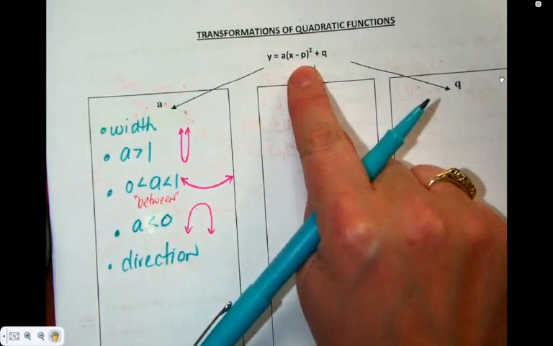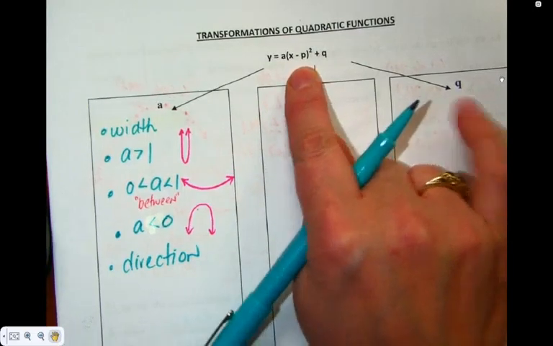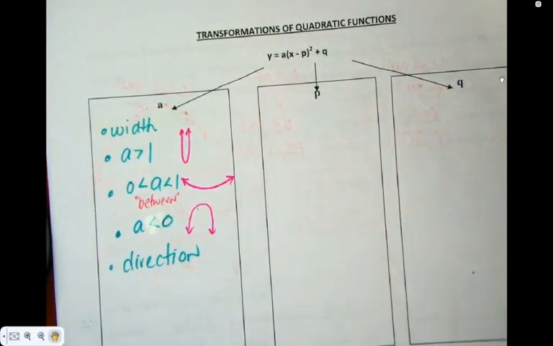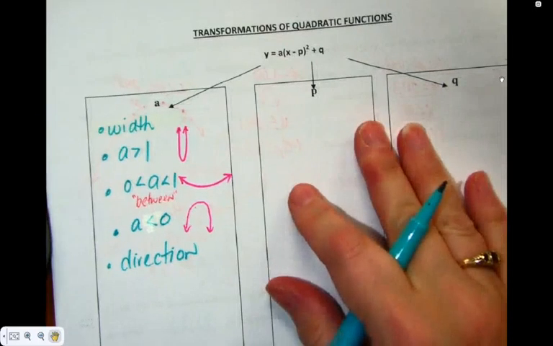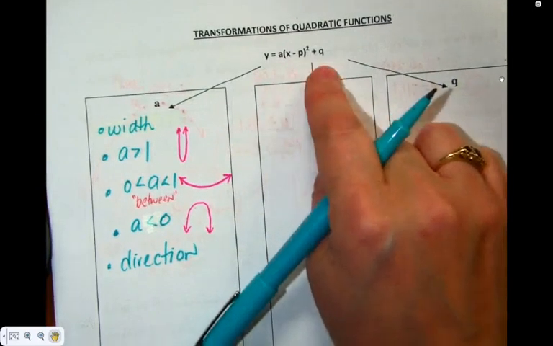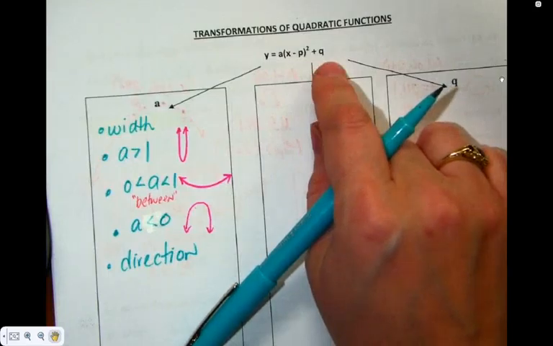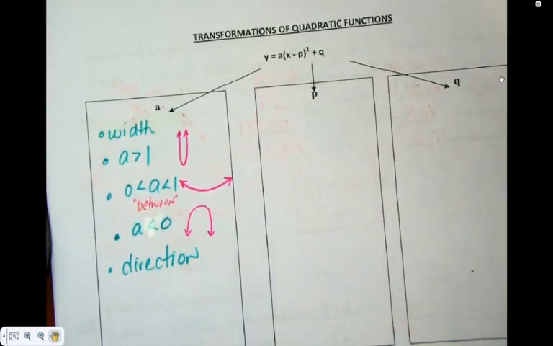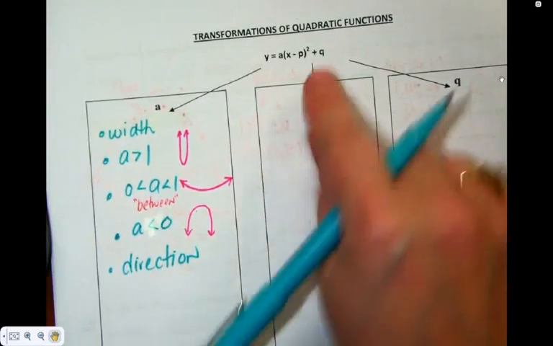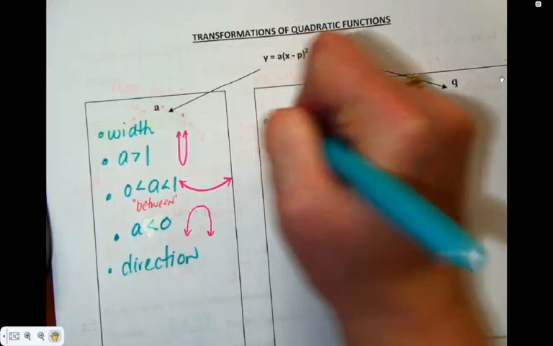P. Now, don't get too caught up in it being called P and Q. Just like this is M and B, they're always M and B. With a parabola, it really depends on the book. Sometimes they'll use H and K. Sometimes they'll use P and Q. I've seen B and C. Don't get too caught up in the actual variable itself. The P value is the x-coordinate of the vertex.